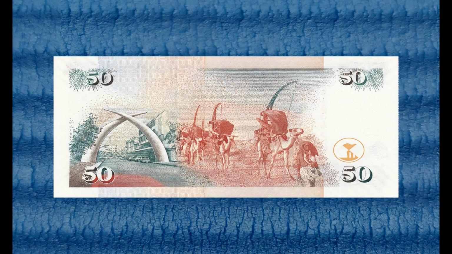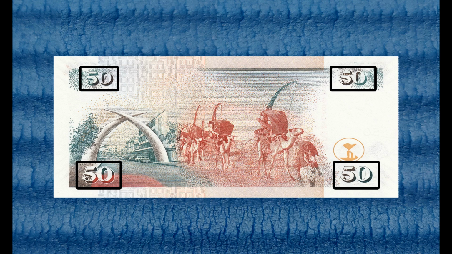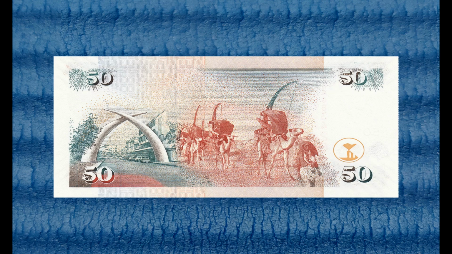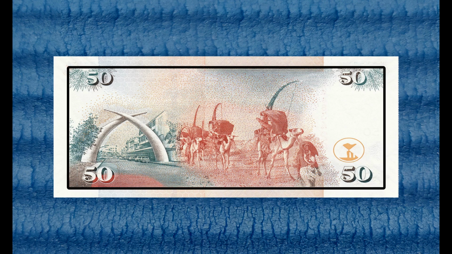Now let us discuss the reverse side of the banknote. When the note is observed from the left to right side, we can see that it has a denominational numeral 50 in English on all the four corners of the note, and next, at the center, it features the central picture, which consists of the images of the Mombasa Tusks Monument and a camel caravan or dromedary caravan.